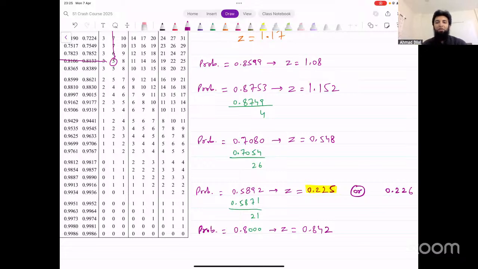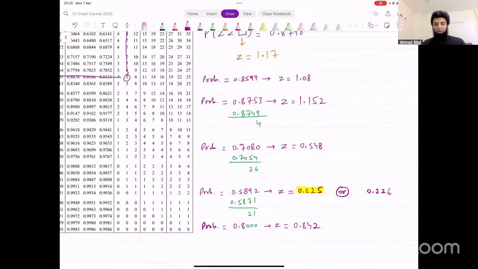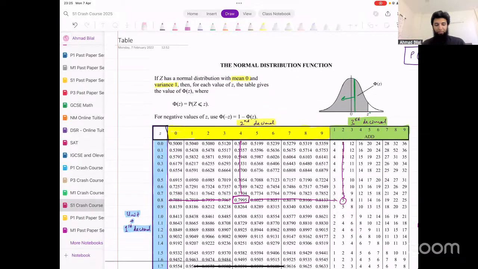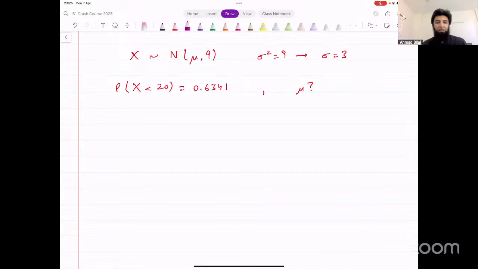Okay, now that we know how to do this, now that we know how to read the table, now let's get to the actual thing now. How do we find this mean value? That was the question that we started from, right? How do you find this mean value?